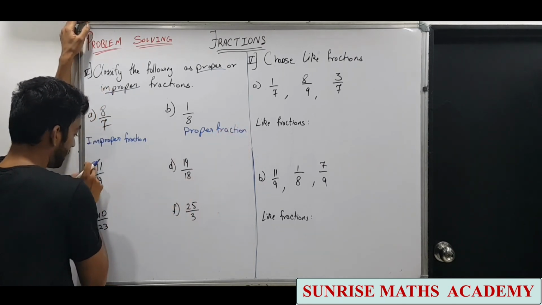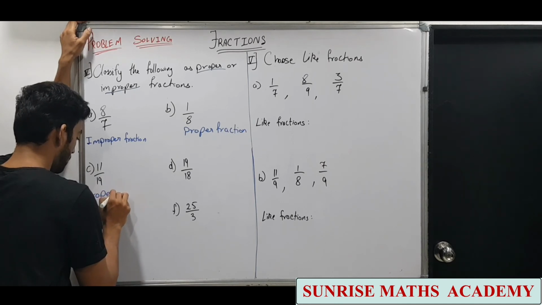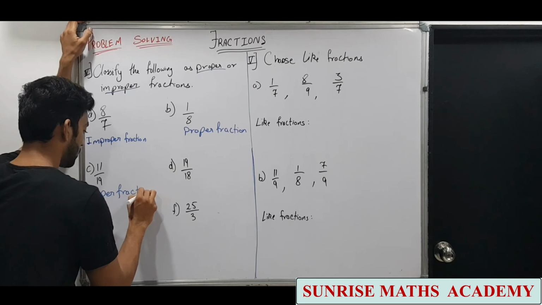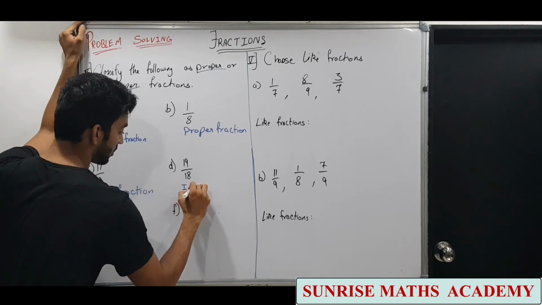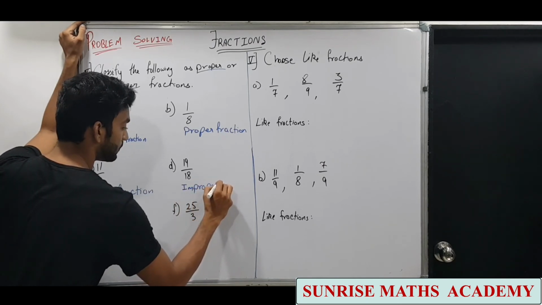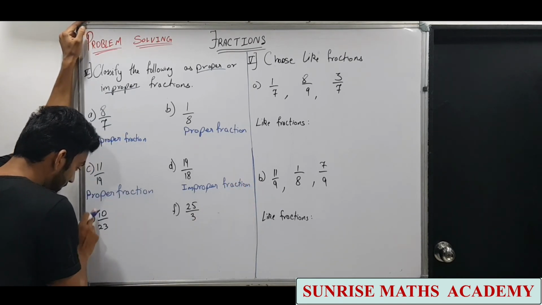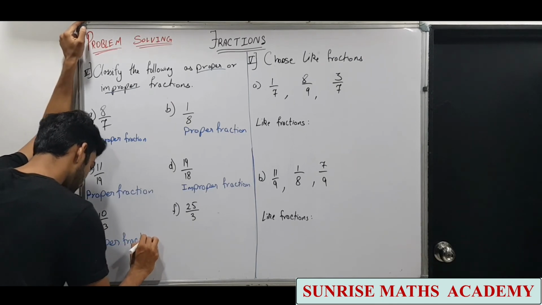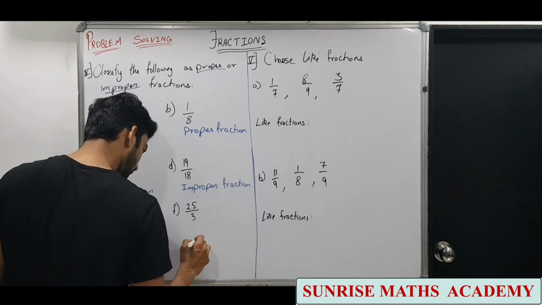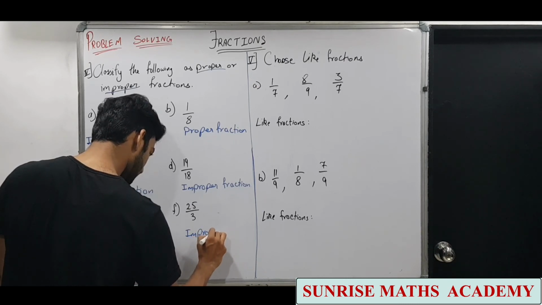11 upon 19. Numerator is smaller, so it is a proper fraction. Next, 19 upon 18. Numerator is greater, so it is improper. Ten upon 23. Numerator is smaller, so it is a proper fraction. 25 upon 3. Numerator is greater, so it is an improper fraction.